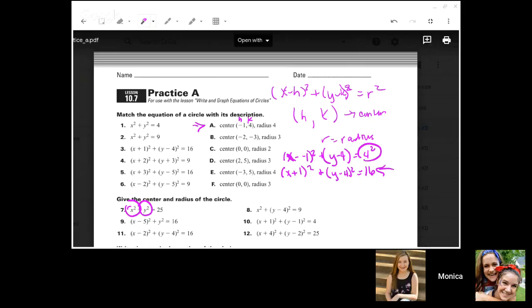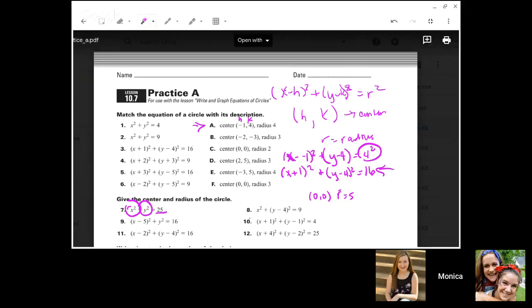So that's going to mean for that one, your center is going to be at 0, 0. And then since it equals 25 here, that's your radius squared. So in order to find out what the radius is, you have to take the square root of that. So your radius equals 5.